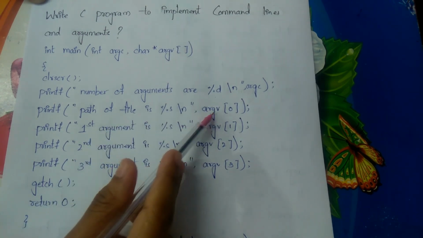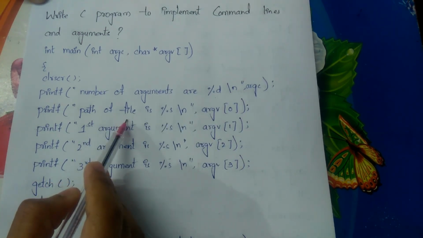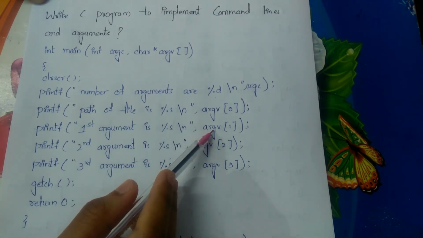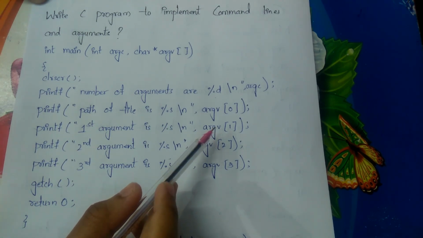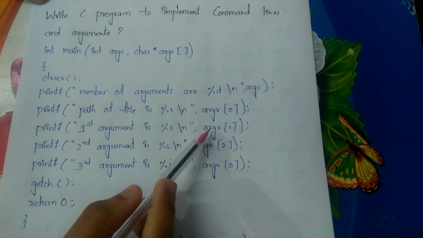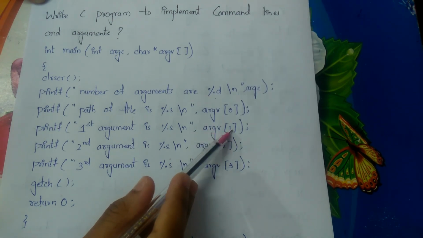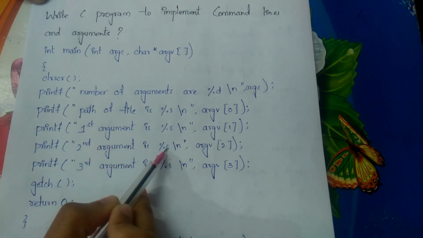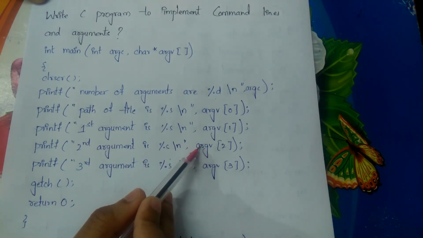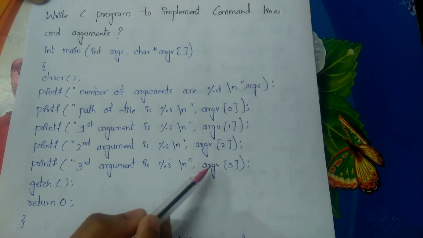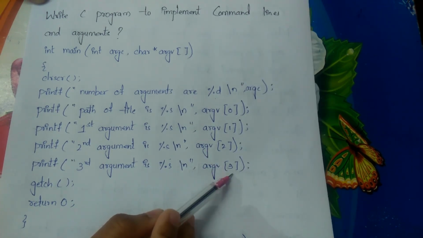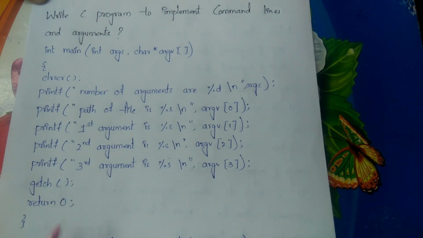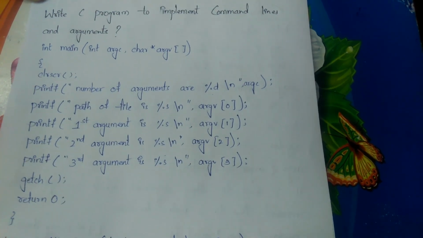So argv[0] is already taken by the path of the file. Next, the user will also pass some arguments. The first argument will be stored in argv[1], so "first argument is %s" and then backslash n. The second argument is %s, which is stored in argv[2]. Next argv[3]. It depends on the user how many arguments have to be printed. Then getch and return 0. So we have the steps here.